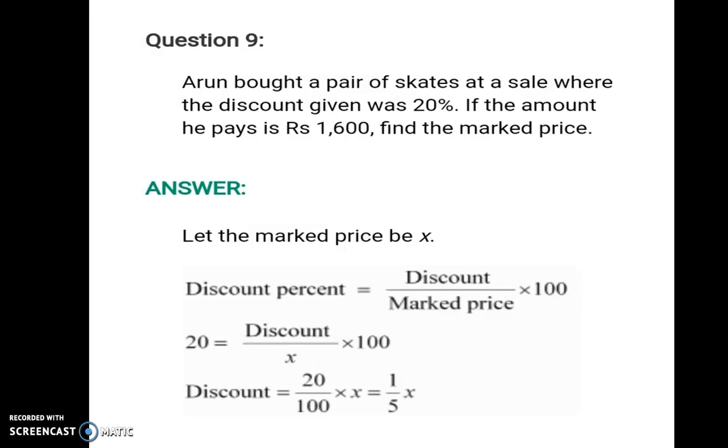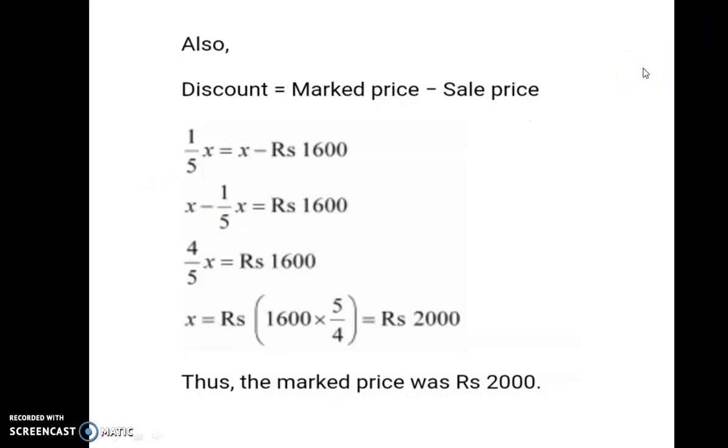So we will be putting values over here. Discount percent is given, 20 is equal to discount upon x multiplied by 100. So discount will be 20x upon 100, that is 1 upon 5 x. Also we know that discount is equal to mark price minus sale price. So now here again we will be putting values, as discount is x upon 5, is equal to x minus rupees 1,600.